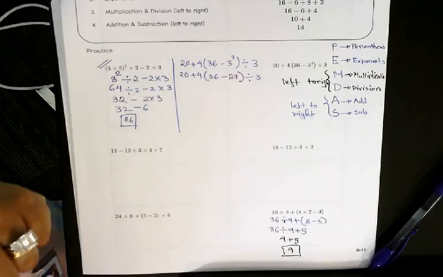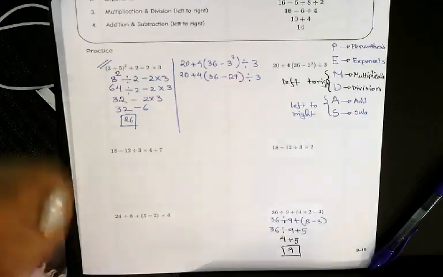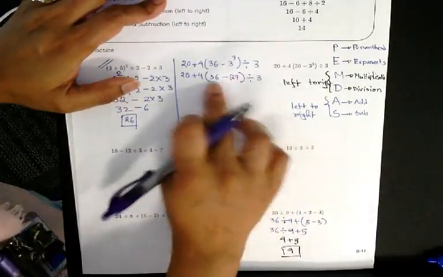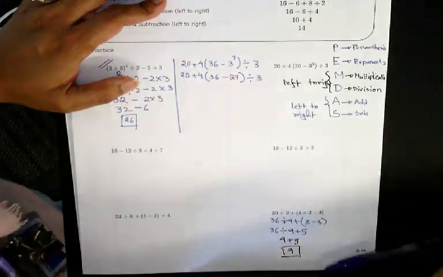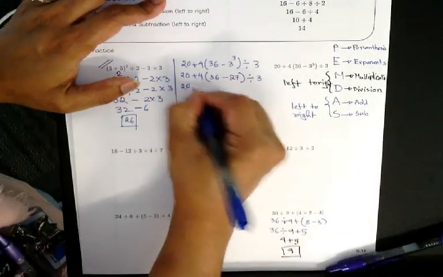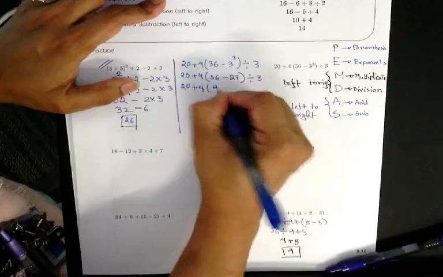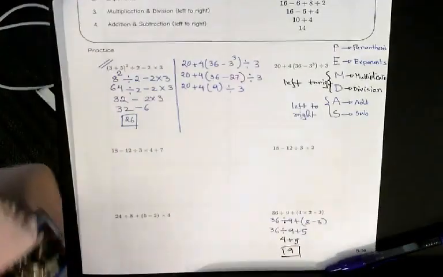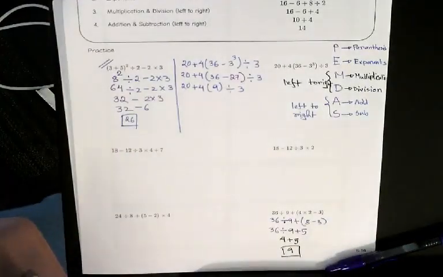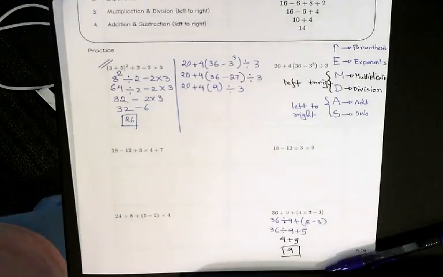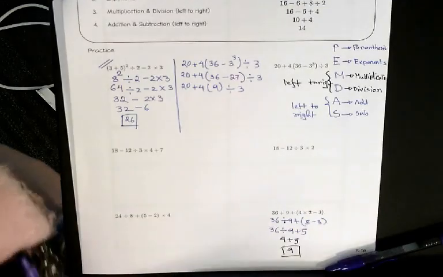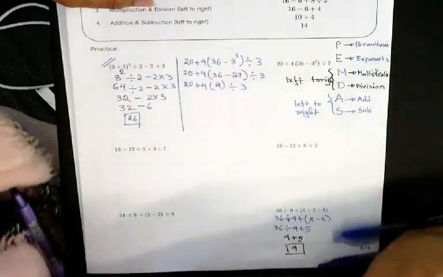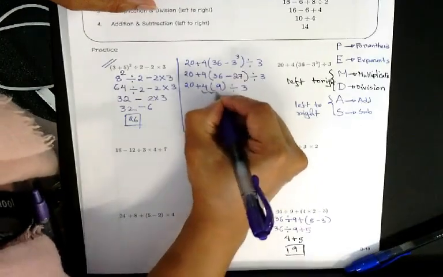Subtract what? Okay, so I subtract inside the parentheses. What do I get, my dear? 9. Okay. 9. If you look at this one now, I still have a parenthesis. I cannot get rid of it. Because if you look at these numbers over here, there is no sign in the middle.